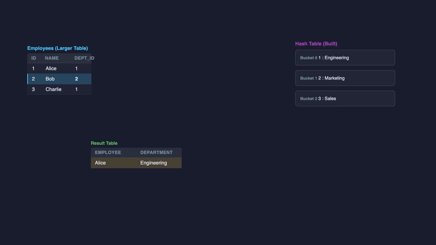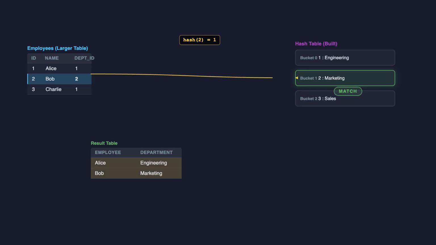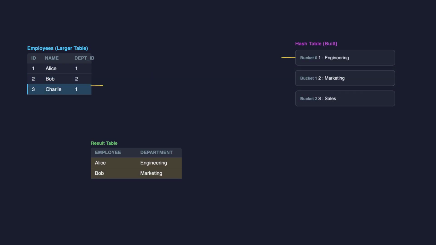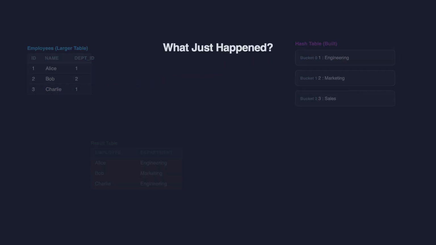Bob has department id 2, hash it. Bucket 1, marketing is right there. Another instant match. Charlie, department id 1 again, hash it. Bucket 0, engineering, match. Notice what just happened.